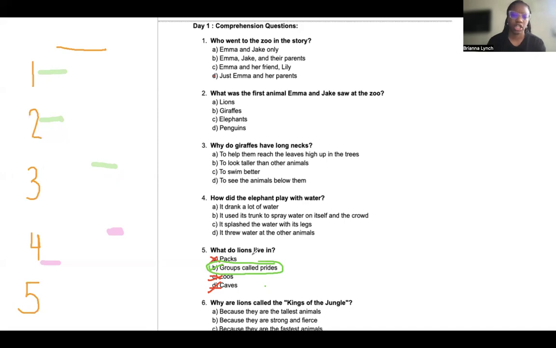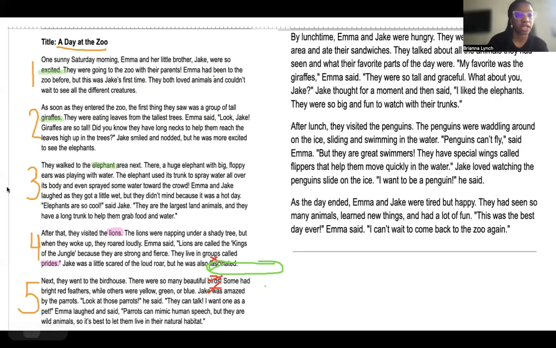All right, last question. Oh, my D is covered up, but it's okay. Why are lions called the kings of the jungle? Is it because they're the tallest animal, because they're strong or fierce, or because they're the fastest animals? So we're gonna go back to our story. Always gotta go back to that story. If you answer a question and you didn't go back to the story, think about that again. All right. So we know that they talked about lions in paragraph 4. So that's where I'm going right back to paragraph 4, and my paragraphs are labeled. So that makes it easy for me to go back to my paragraph.